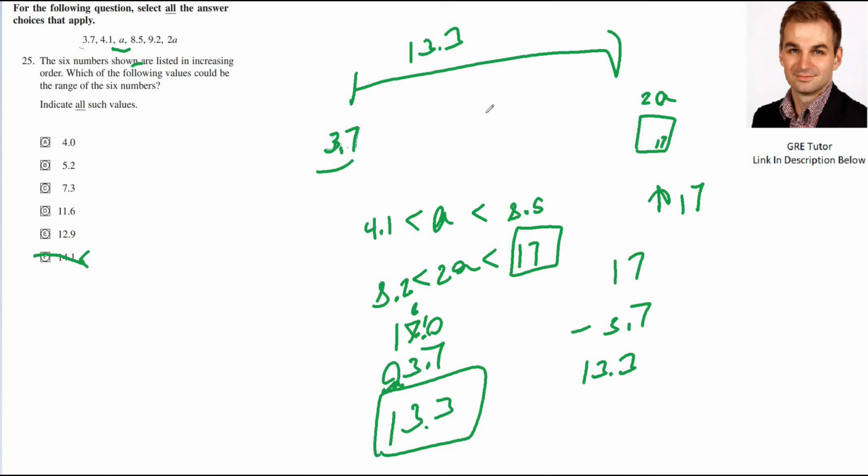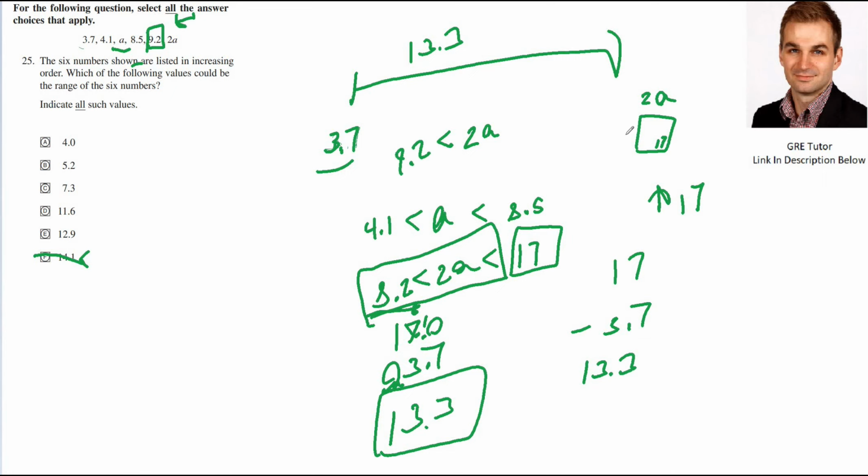Now, what is the smallest the range could possibly be? There are going to be two limiting factors to how small the range can be. It's going to be 2a, right? So 2a has to be at least greater than 8.2, but also it has to be greater than the previous number here, which is 9.2. Alright, so 2a is greater than 8.2, but 8.2 is smaller than 9.2, and this has to be in increasing order, so 2a has to be greater than 9.2. So of the two limiting factors, 8.2 and 9.2, the largest limiting factor is 9.2. So 2a has to be greater than 9.2.